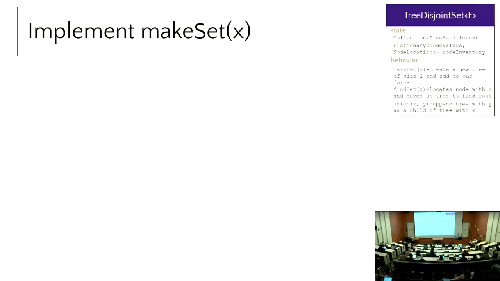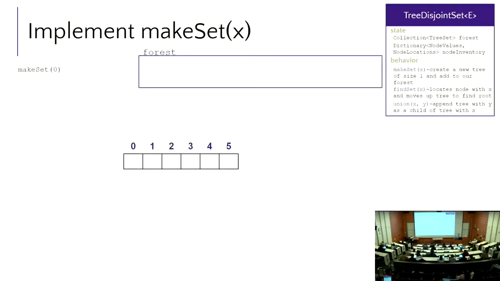Let's look at some visuals. So now we're going to implement makeSet with this idea of this tree set data structure. I'm going to make a set. What that means is I've originally got my forest up here. My forest has no trees in the forest, but I'm going to start by making a set of the value 0. Sorry, it's a really subtle color. This little collection down here, that is my node inventory.